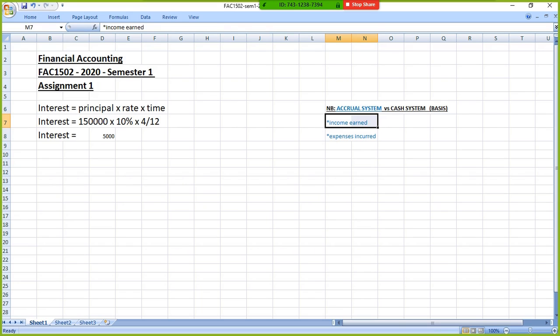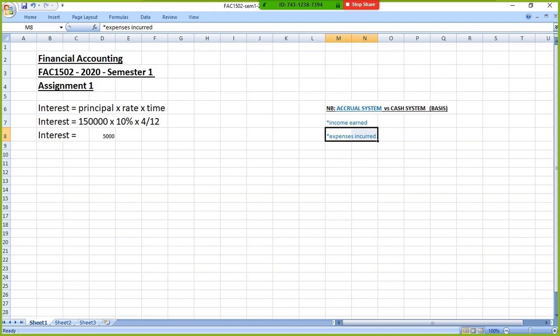So income is earned. It doesn't matter whether I've received the actual cash or not. That's not important when looking at accruals. What is important is, did you earn the income? And did you incur the expense? Same with water and electricity. You use water and electricity during the month. Only at the end of the month does the municipality then bill you for the consumption during the month. Does that make sense? Yes.